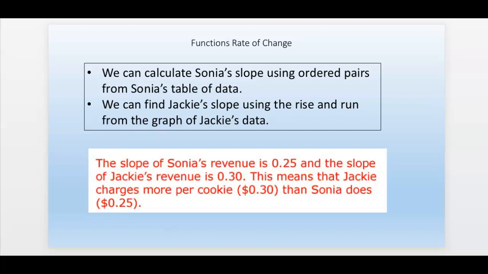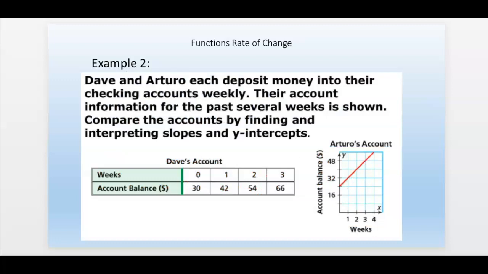We can see that the slope of Sonia's revenue is 25 cents, and the slope of Jackie's revenue is 30 cents. That means Jackie charges more for cookies than Sonia does. You can compare their rates of change by looking at points because it's linear. Because it's linear, you can look at any 2 points.